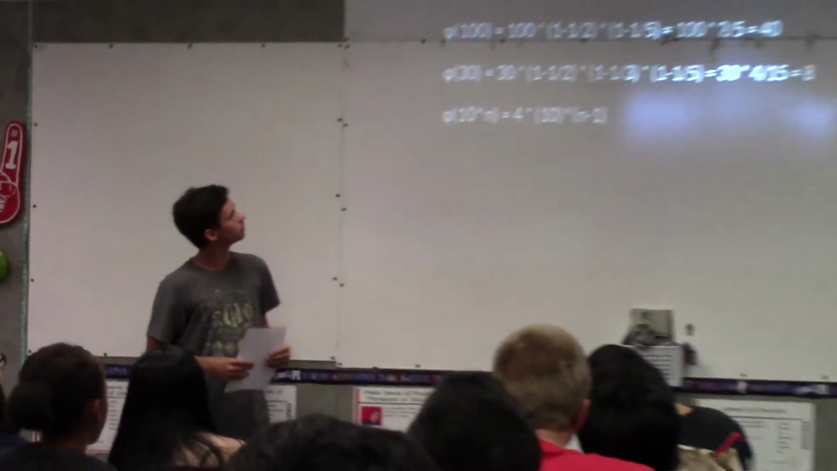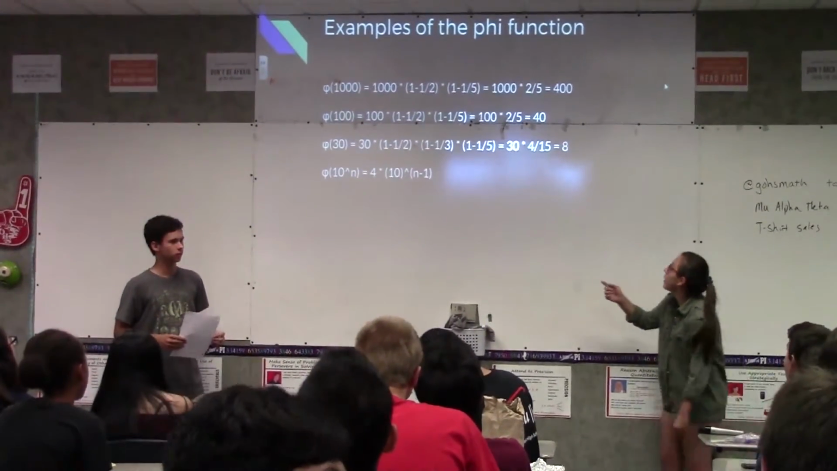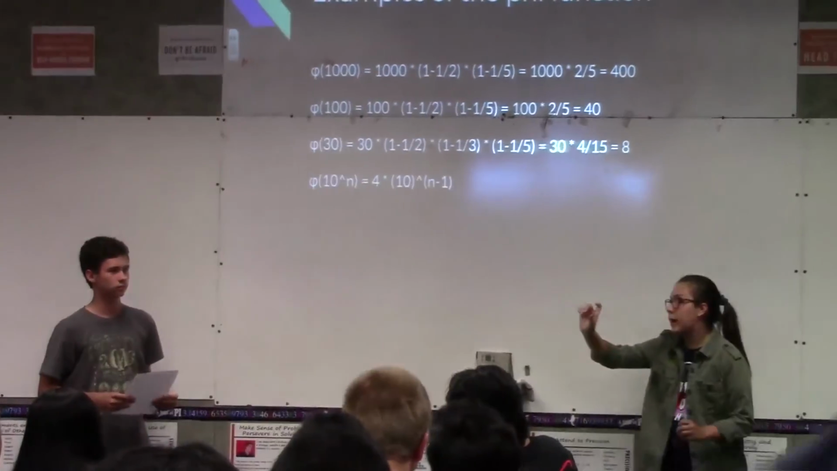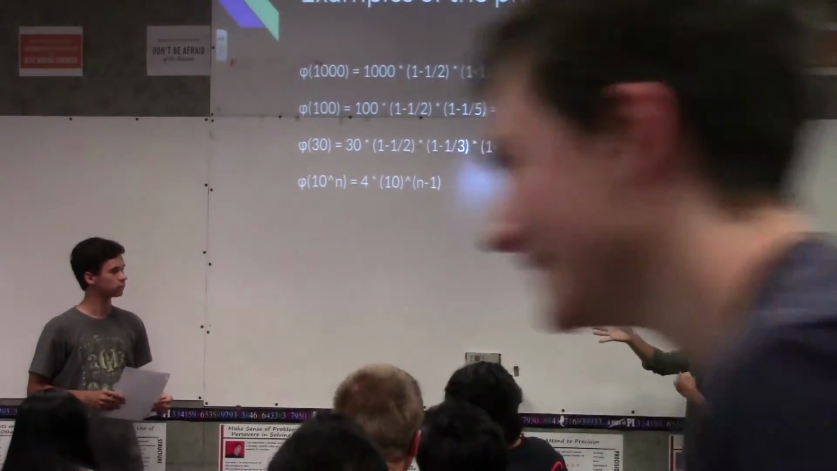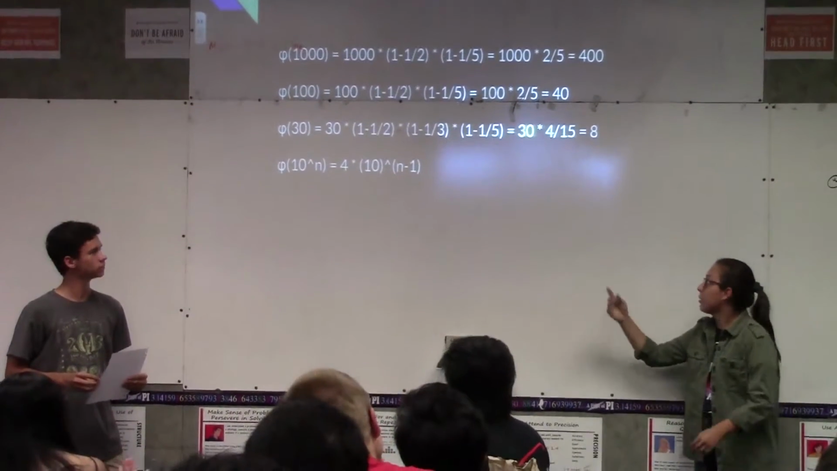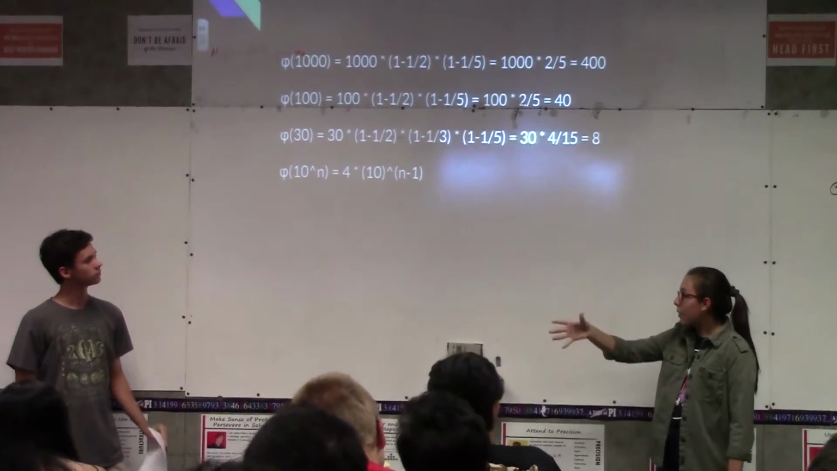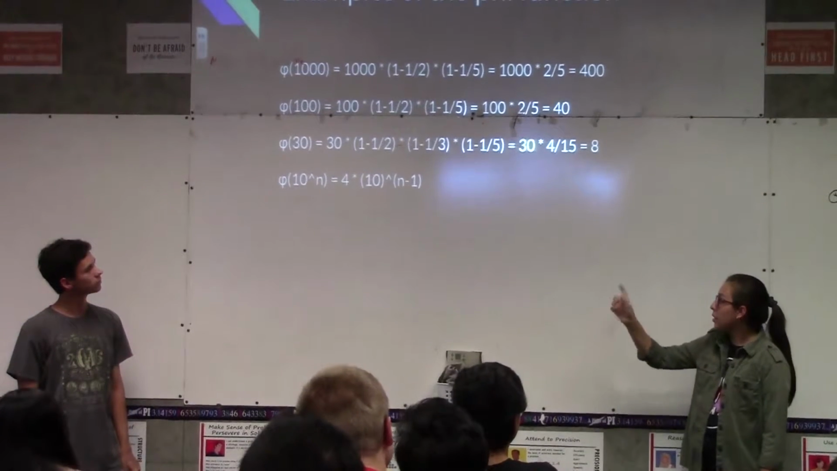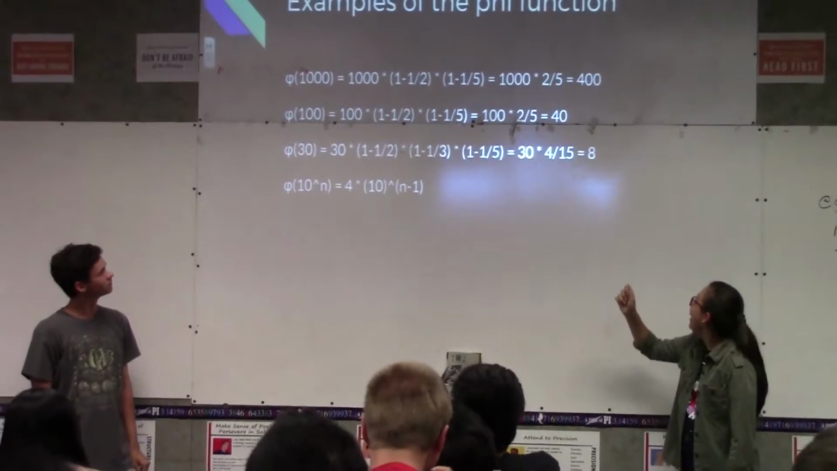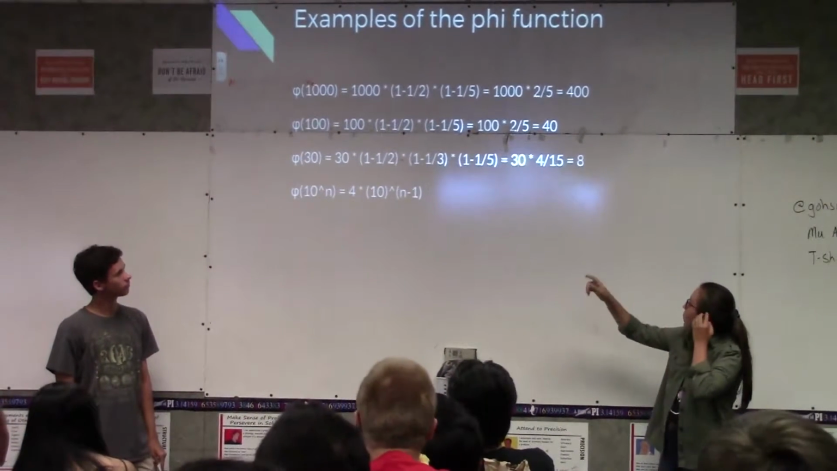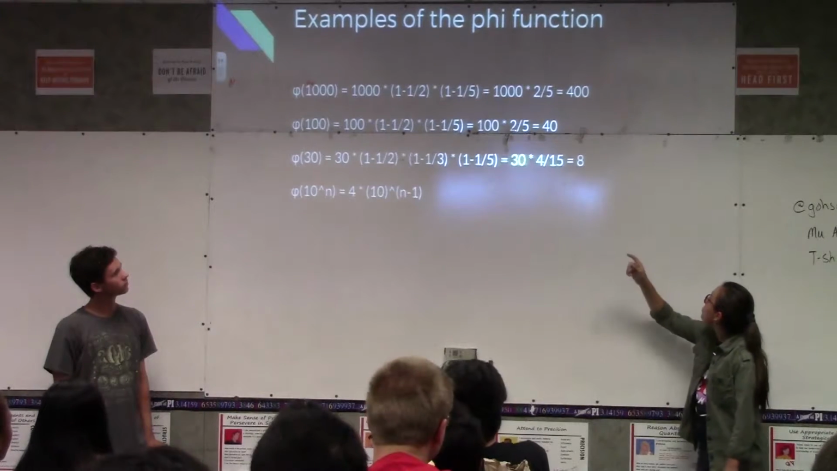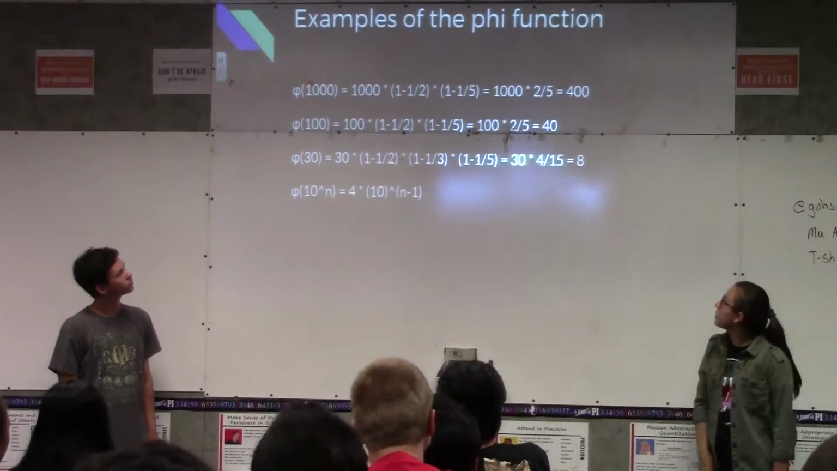So this is just an example of how it works. If you take 1,000, you use the prime factors, and you don't need to count the exponents. You take 1,000 and multiply by 1 minus 1 over the factor, and you multiply it again by 1 minus 1 over the other factor, and then you get 1,000 times this, and that equals 400.